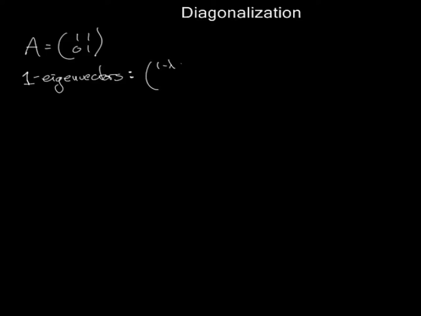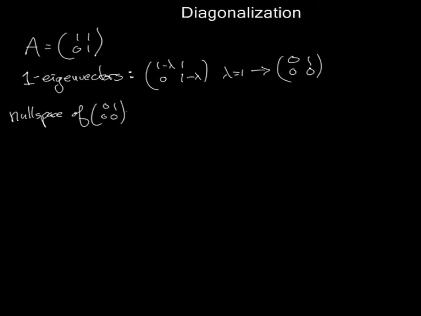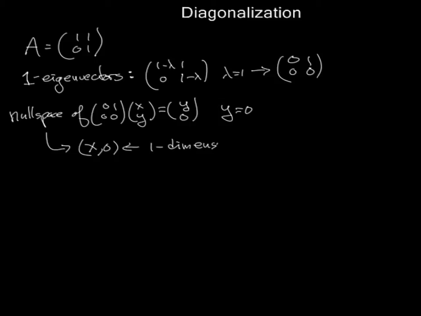So you take this thing and you plug in lambda equal to 1 to get this matrix, and we're talking about the null space of this matrix. Well, let's just compute it. You check whether this applied to (x, y) is 0, and you better have y equal to 0. That is to say, the null space is exactly the vectors where the second coordinate is 0. This is a one-dimensional space. It's spanned by the vector (1, 0).